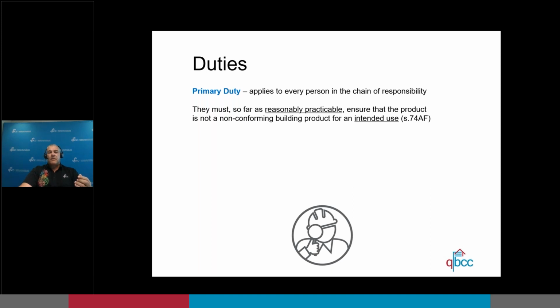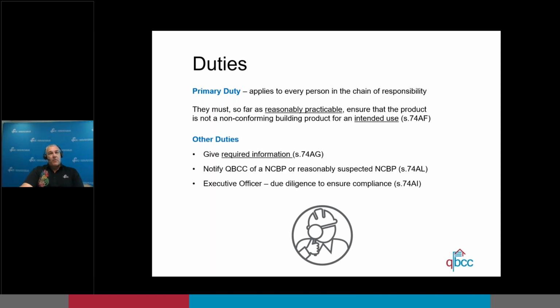Now, the other parts are giving required information. You lot, as architects, under section 74AG, are specifically nominated to provide required information. So you might want to go and have a look at that in 74AG, the required information is in subsection 7. So have a squizzy and just get familiar with it. I think most of you are probably already doing it, but just have a read and see that you're doing it all. There's also a requirement to notify the Commission of an NCBP or a suspected NCBP.